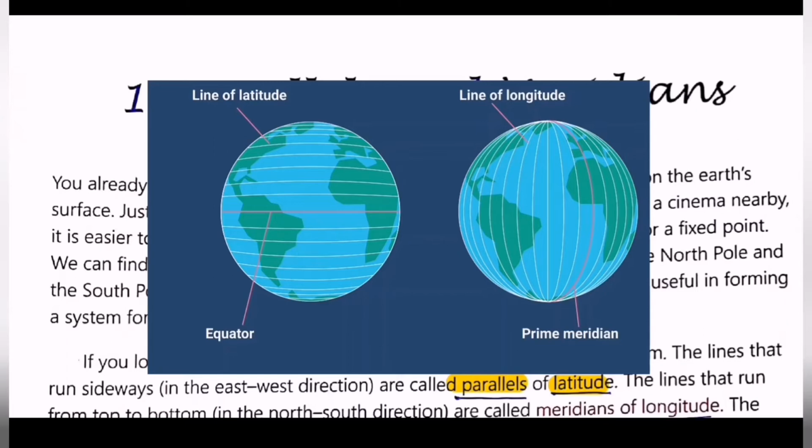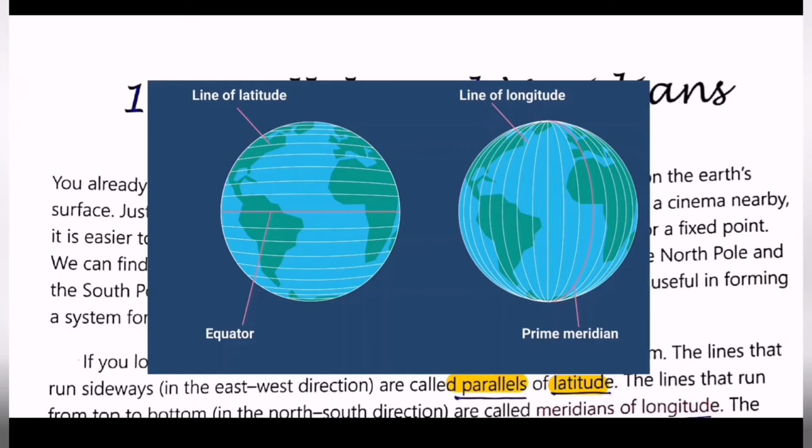So now let's know what parallels of latitude are. The parallels of latitude or parallels are the boundary lines of imaginary circles drawn around the earth. So these are lines which are imaginary. These are not real lines. We can imagine them. So around the earth, they run in east-west directions. They run from east to west direction.